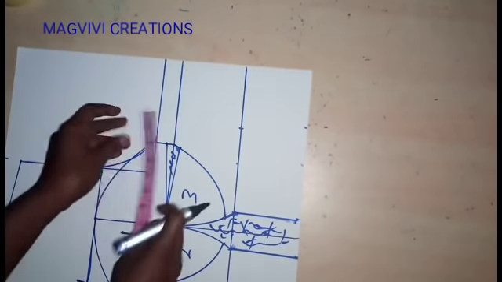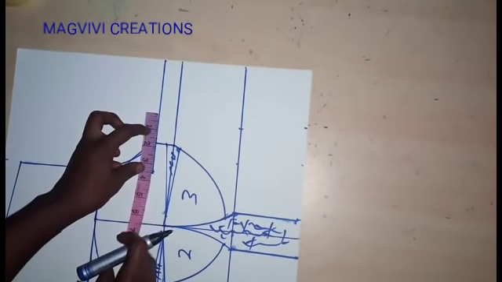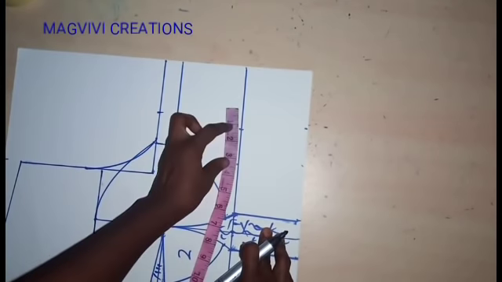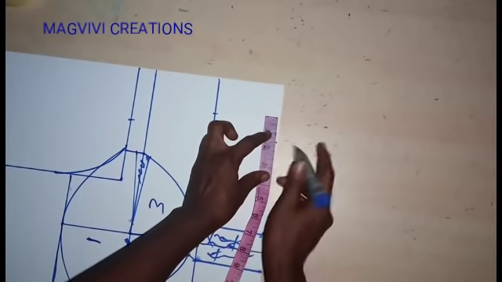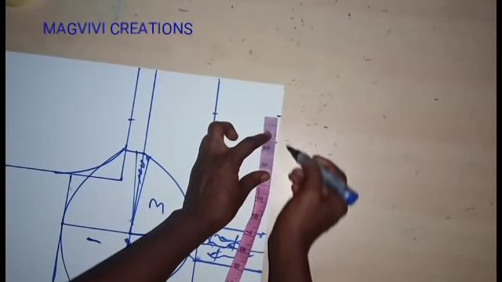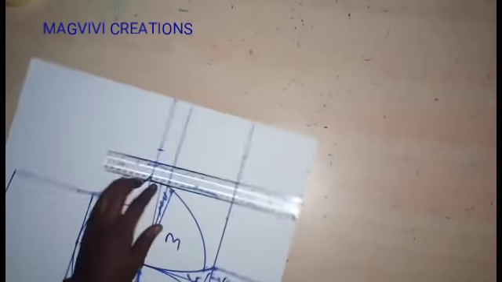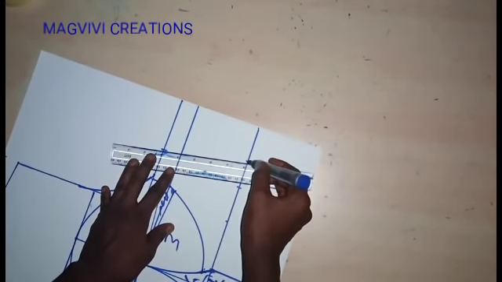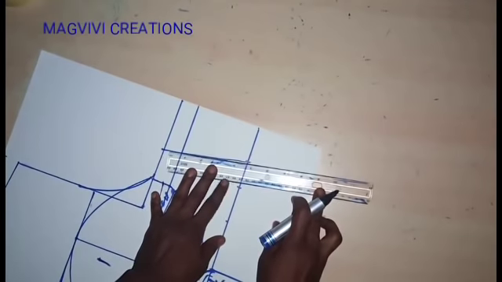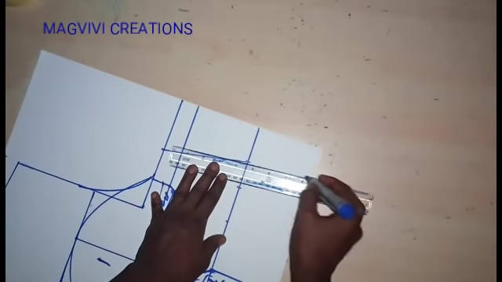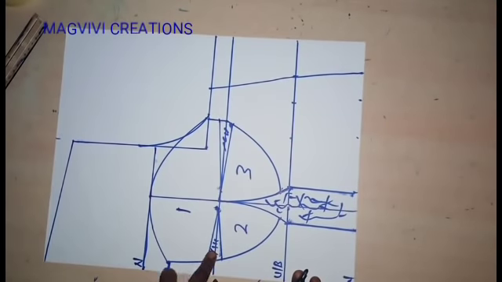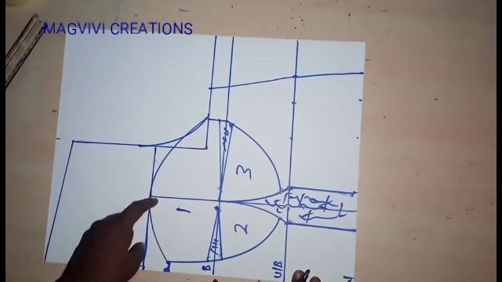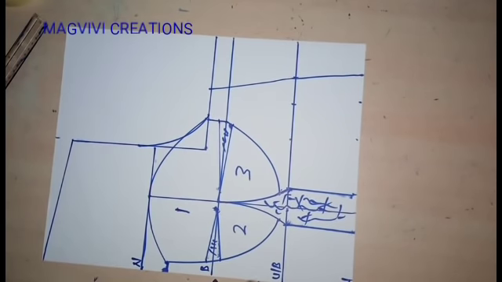Then I'll add allowance. Like in the other one where I used 1.5, I add 1.5 inches for my seam allowance, and there it is. Then I'll connect. You can see they are almost similar. The difference is the dart we created here, and we did not create that at this top. So let me just cut it out now, and you see what we have there.